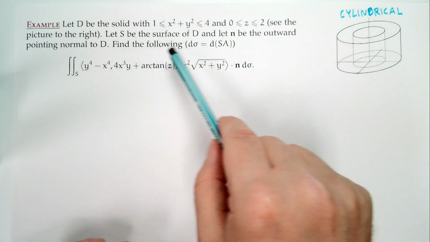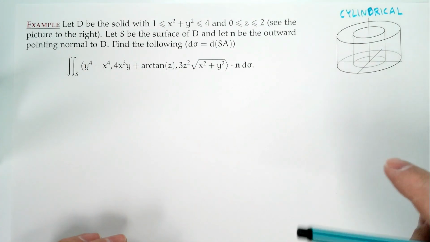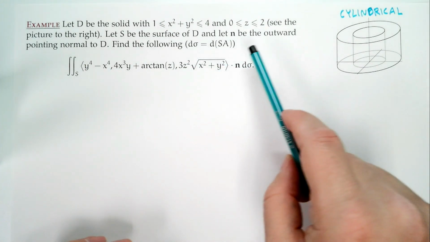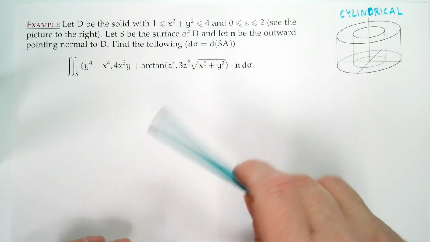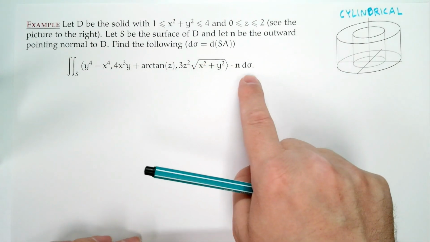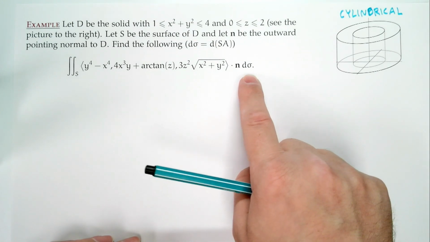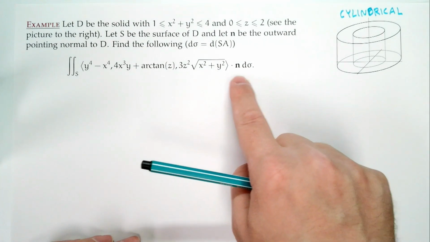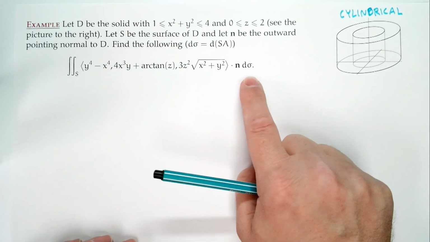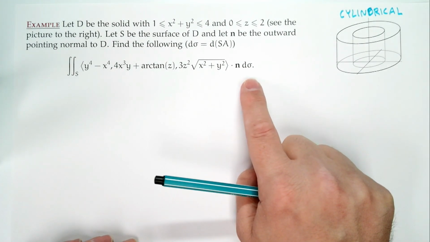Let S be the surface of D. Okay, so D is the solid, S is the surface, and N is the outward pointing normal to D. And find the following. And d sigma, again, that's just another way to say dS. We're integrating on our surface some function dot n d sigma, which means we have our outward pointing normals.